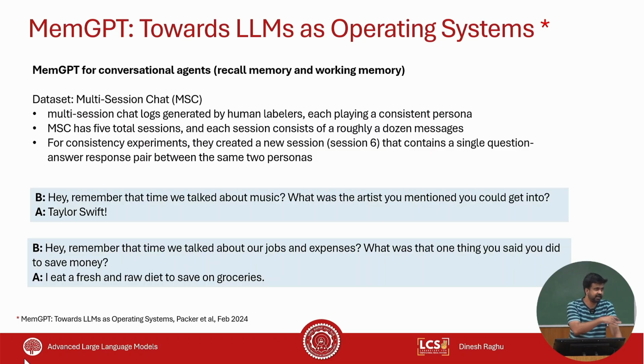So this sort of refers back to the conversation they had, and here the answer should be Taylor Swift, because that's the only musician, the artist that was referred to in the entire 5-session chat, right? So a system with good memory management should be able to recollect to make sure that the conversation is consistent, right? And it does not necessarily have to be one entity.